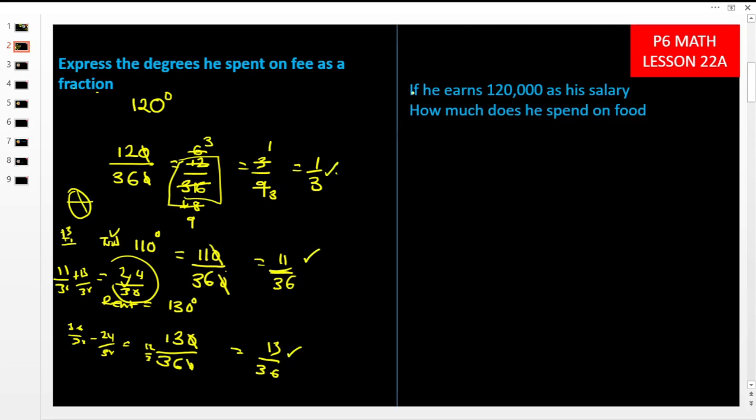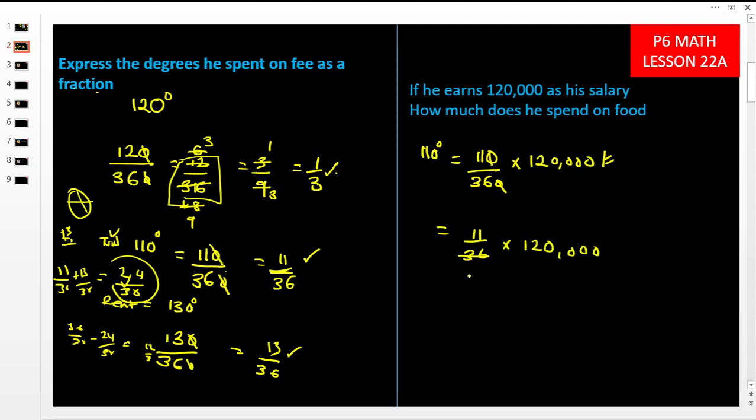Okay, so they are telling us that if he earns 120,000 shillings as his salary, how much does he spend on food? On food he spends 110 degrees. Then in terms of fractions, it's going to be 110 out of 360 times the total amount, that is 120,000 shillings. So cancelling the zeros, we have 11 out of 36 times 120,000.